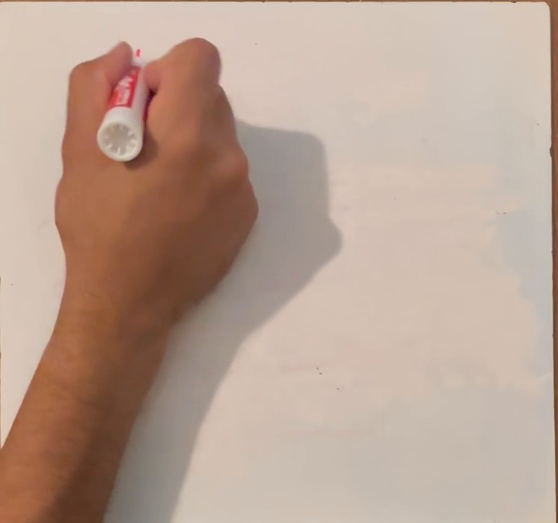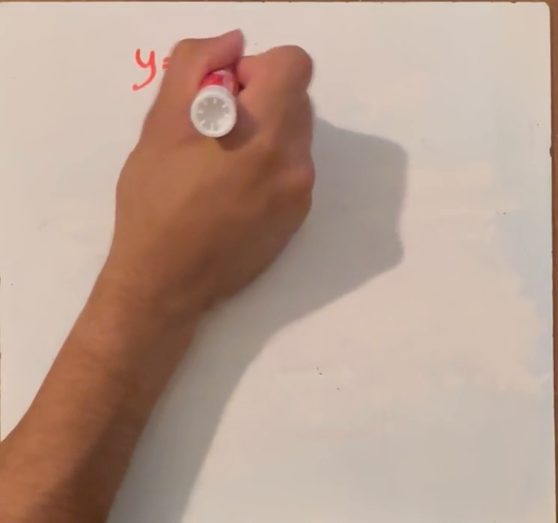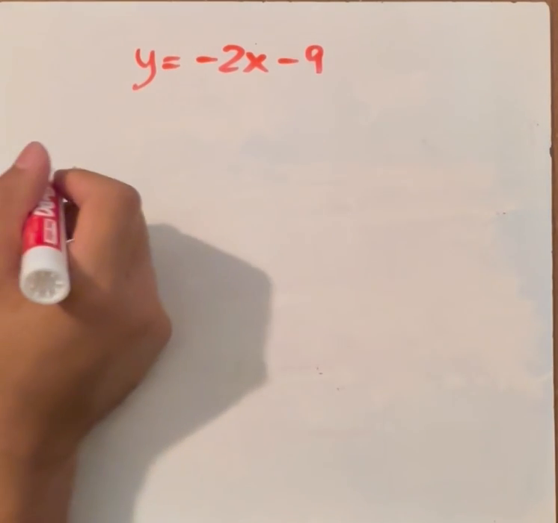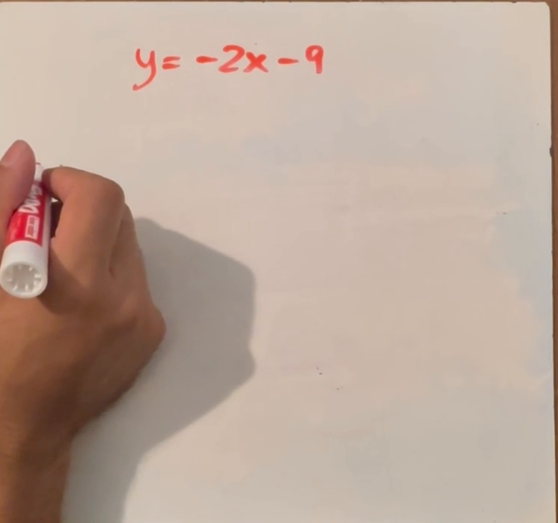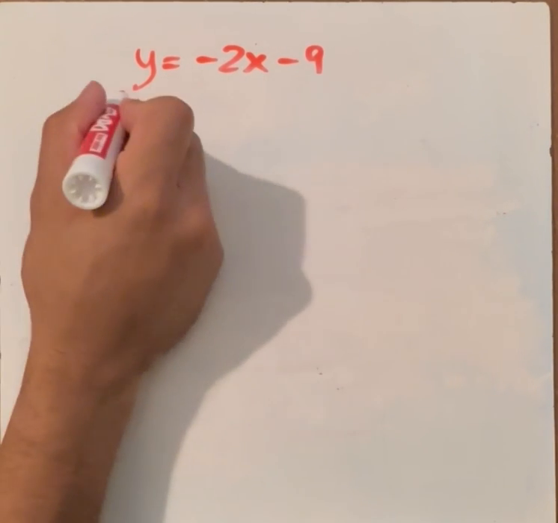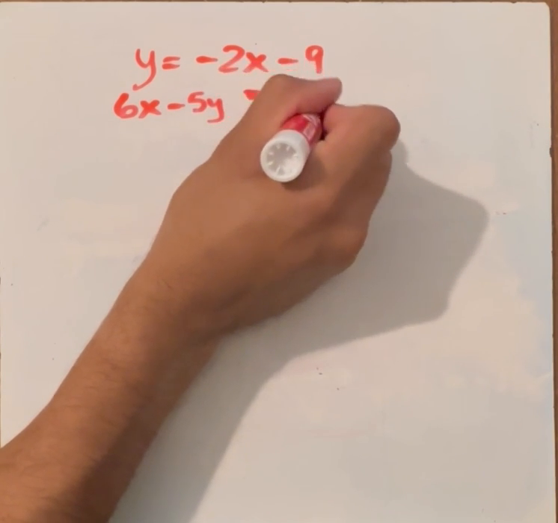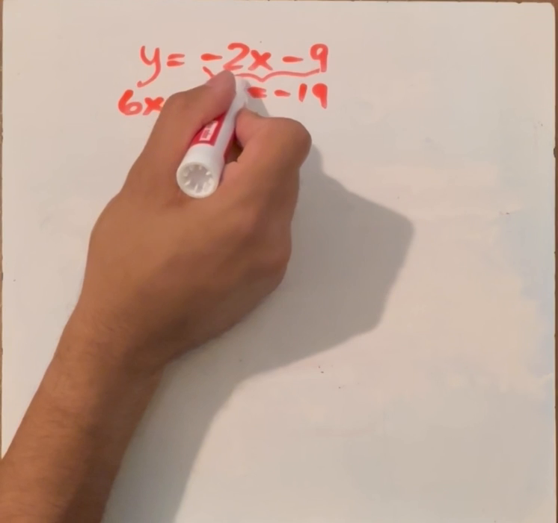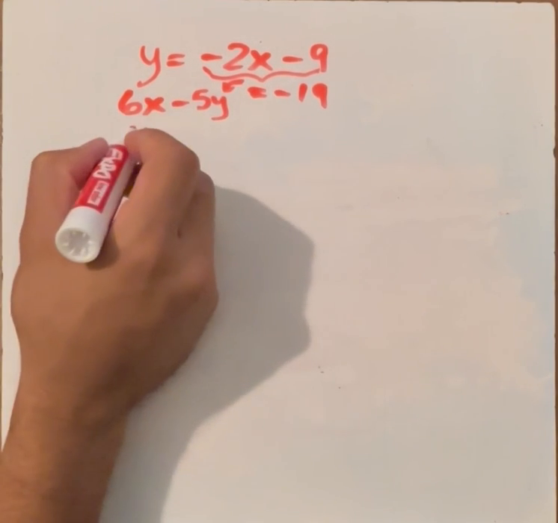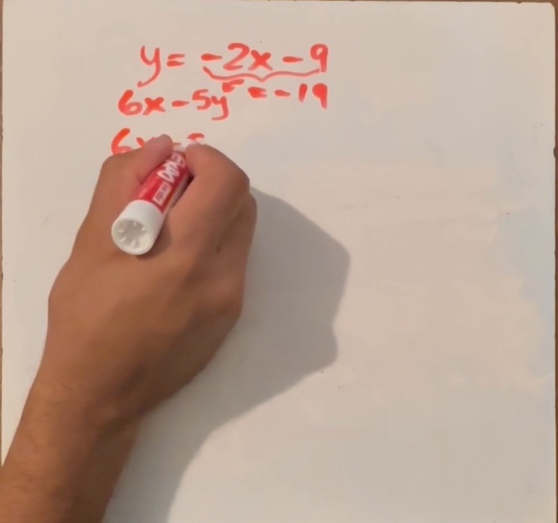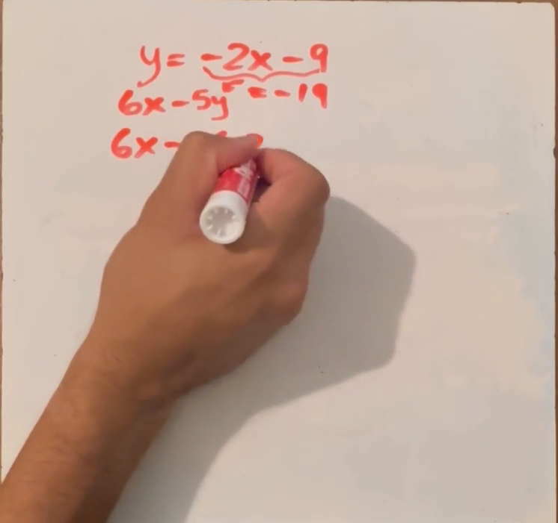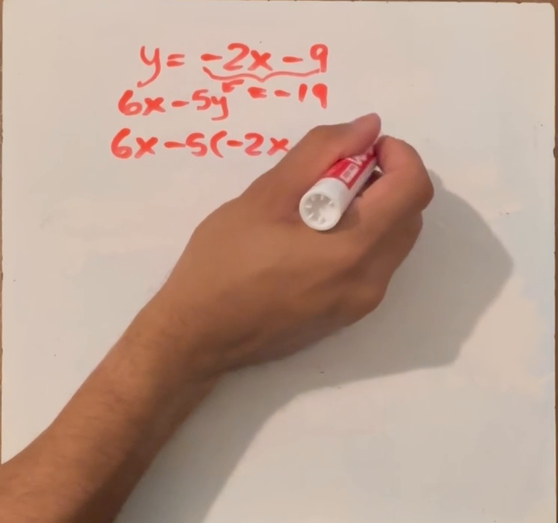Alright, let's go and take a look at solving systems of equations by substitution. So if we're given two equations in the form of a system, y equals negative 2x minus 9 and 6x minus 5y equals negative 19, then because y is equal to this, we can just plug it in for the y here. So what our equation becomes is 6x minus 5, y is this, so negative 2x minus 9 equals negative 19.